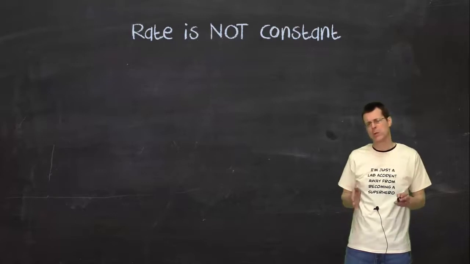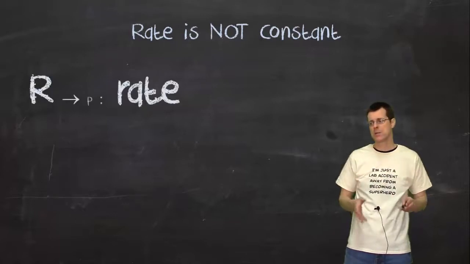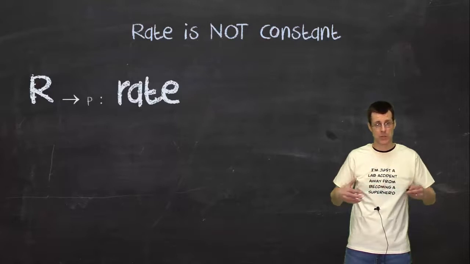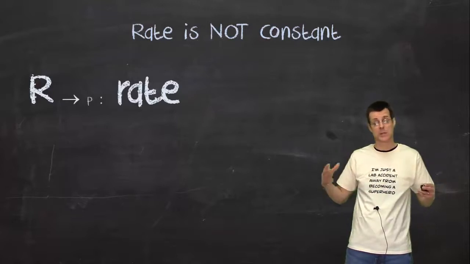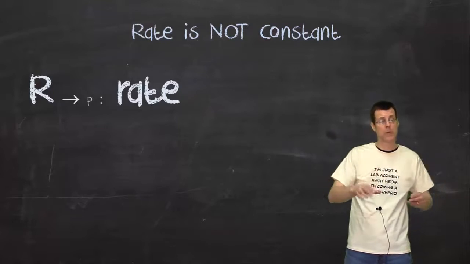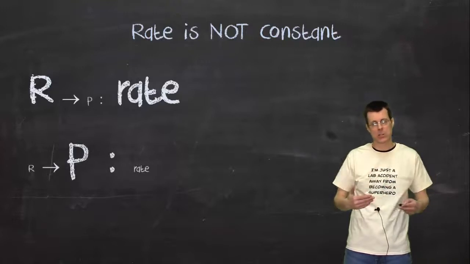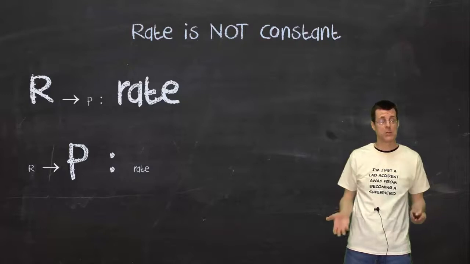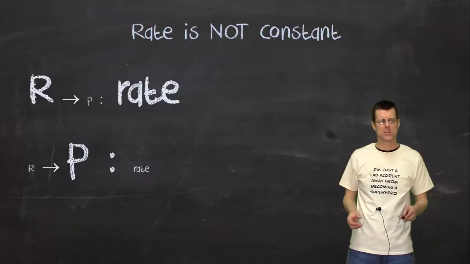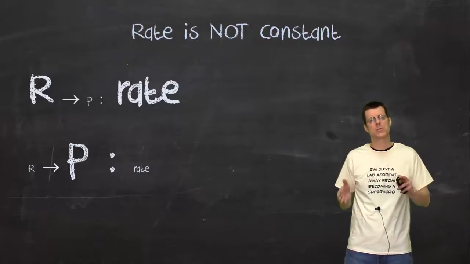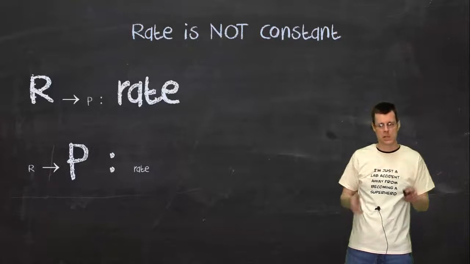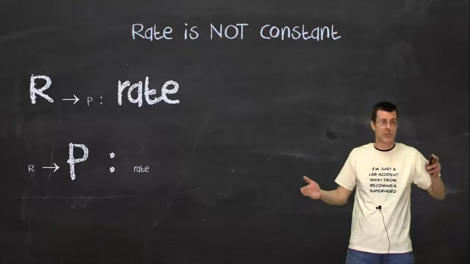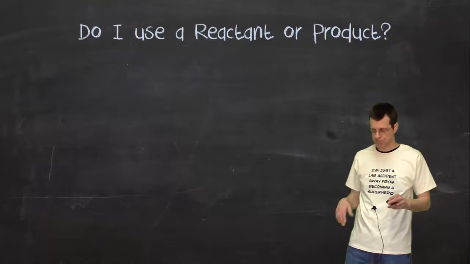It's also important to realize that the rate of a reaction is not constant. During the beginning of a reaction, where you've got lots and lots of reactants, the rate is going to be fairly quick. But as the reactants get used up and it's harder for them to find each other to react, the rate is going to slow down. But there will be times during the reaction where it's fairly steady from a starting point to a finishing point.